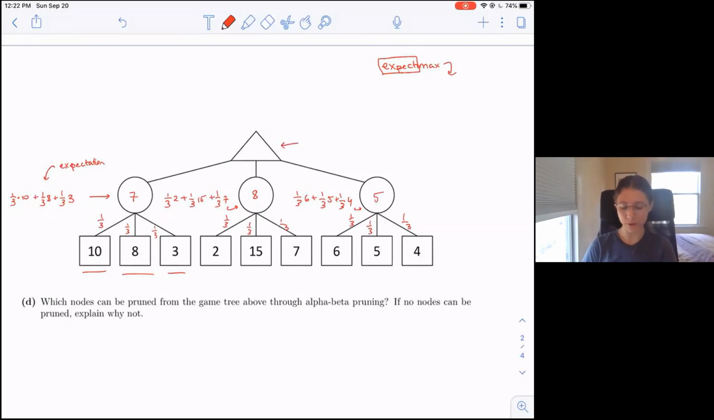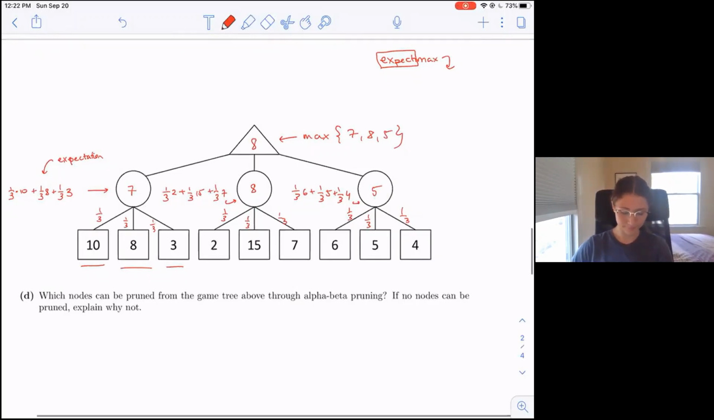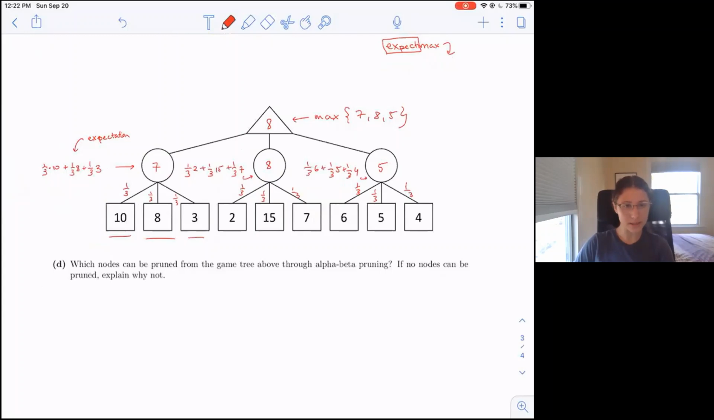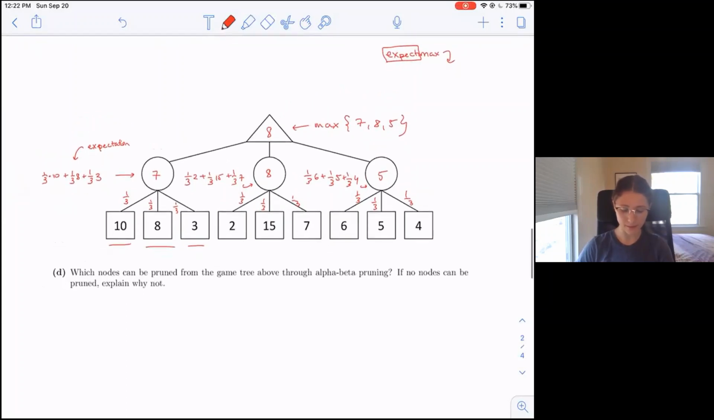Finally, we get to our root node, which is a maximizer. So it's taking the max of 7, 8, and 5, and that's going to result in a final value of 8. Okay, next question says, which nodes in this expectimax game that we're solving could be pruned through alpha-beta pruning? And if no nodes could be pruned, explain why not.